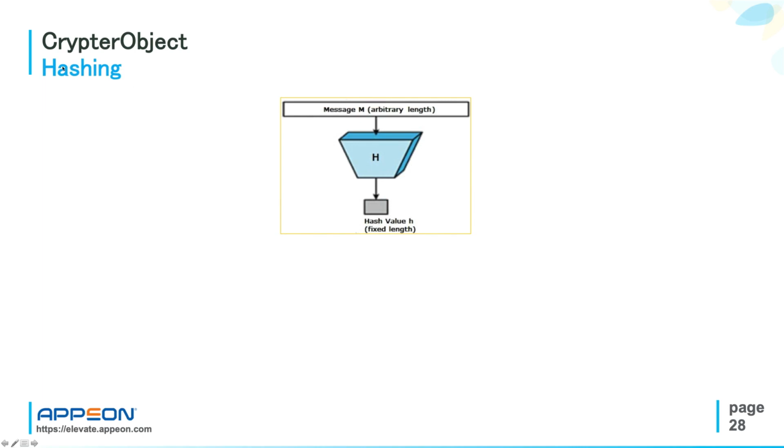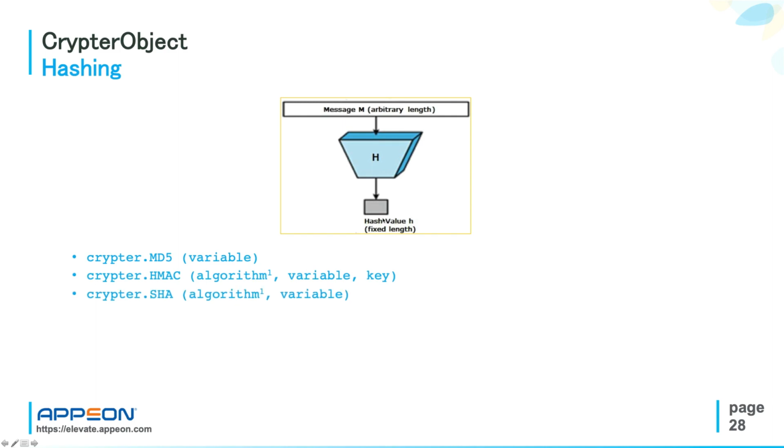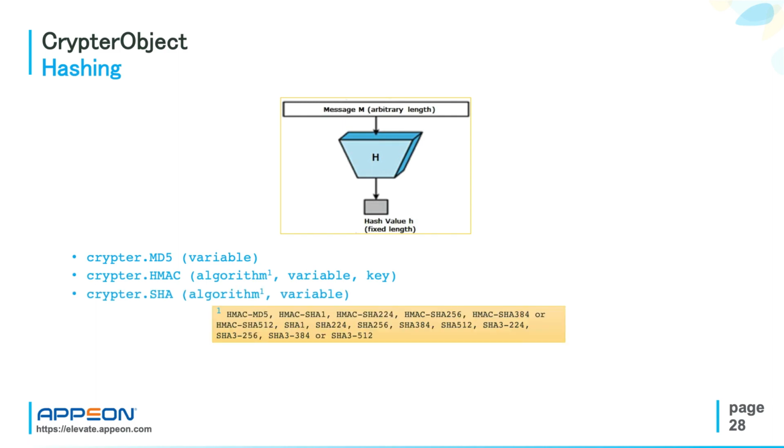Another functionality is the possibility to create hashing. Given a certain message, a certain data of arbitrary length, hashing will generate a hash value of fixed length. So it doesn't matter how long the message is, the hash value will always be of the same size. You can use MD5, HMAC, and SHA with the number of variants of algorithms that are listed here in this box.